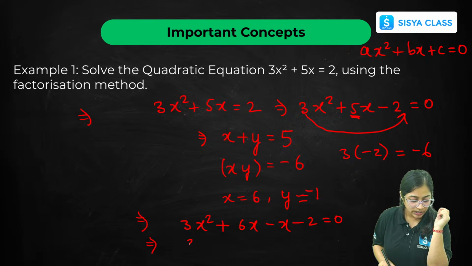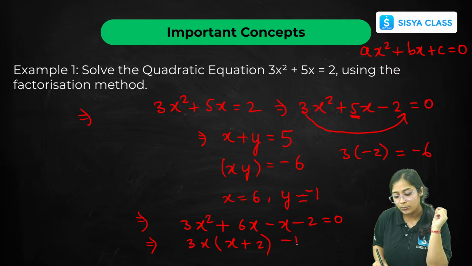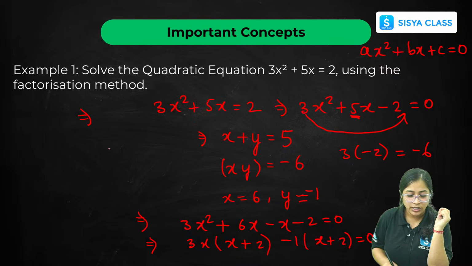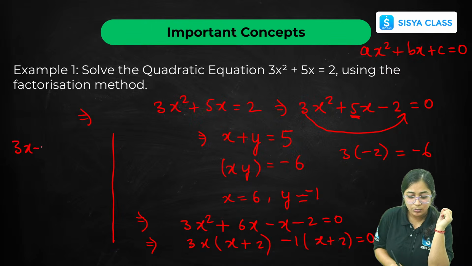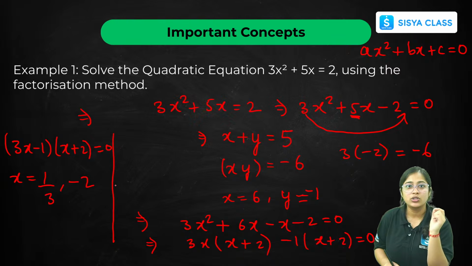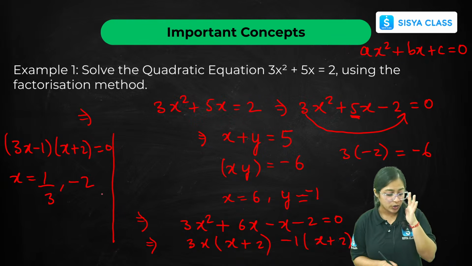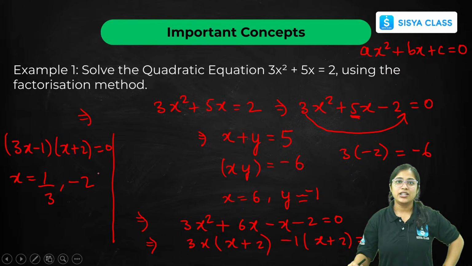So here you can take 3x common and it is x plus 2. Here you can take minus 1 common, x plus 2 equal to 0. And from here you will get 3x minus 1 and x plus 2 equal to 0. And from here the value of x you will get 1 by 3 and minus 2. So they are the zeros of this polynomial. Got it? So this is the factorization method.